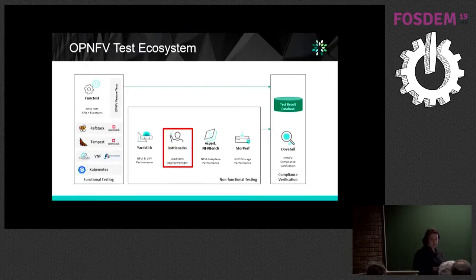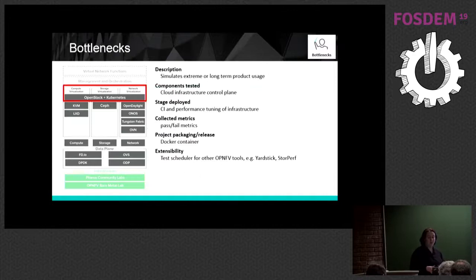Okay, so next up is the Bottlenecks project, which does system limit testing. Bottlenecks aims to identify bottlenecks in your performance. It does this by consuming test cases from some of the other test tools, so it'll consume some Functest test cases, Yardstick test cases, and also some NFVbench test cases, and we'll adjust the parameters of those to design some very stressful tests. And then you can think of Bottlenecks as a scheduler, because it'll run those tests multiple times, either overlapping or over long periods of time.